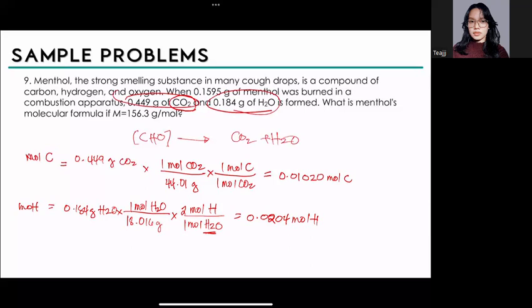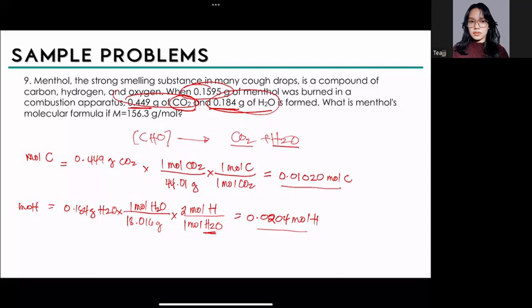Now we're looking for oxygen. But we can't just use 0.449 alone, or 0.184 alone, because carbon dioxide has oxygen and water has oxygen, so they have an oxygen component. So what do we do? We convert these values into grams. Then, we will subtract these resulting values from 0.1595 grams of menthol. Okay?